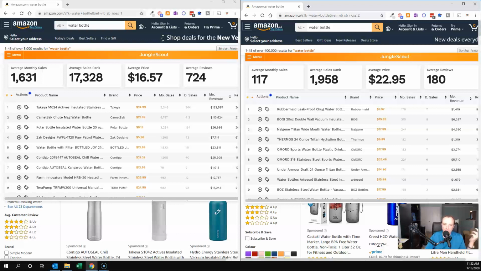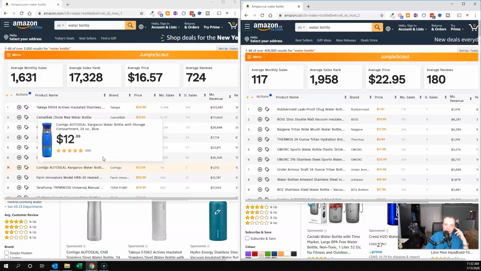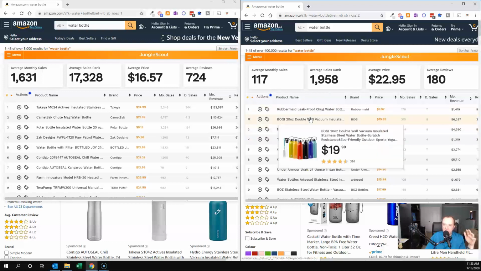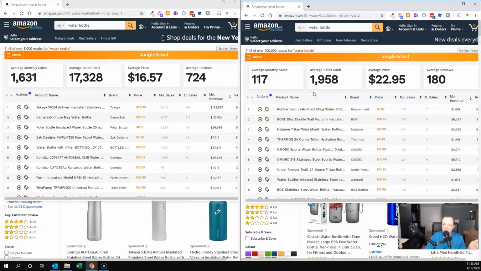So here, for water bottle on the first data set, which is about the first page, Jungle Scout is showing average monthly sales of about 1,600 sales per month. And in Canada, they're saying it's about 117. So that's a little less than 10%. You might be saying, well, is that even worth doing? I would say if you're looking at numbers that might even be as low as 15, 30, 60 a day. So let's say a month.